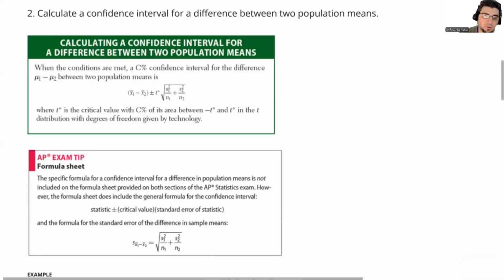And in the second video, we're going to talk about how to calculate a confidence interval for a difference between two population means. So once we know the conditions are met, then we can calculate this confidence interval. And we use the same formula that we've been using where you have your point estimate plus or minus the margin of error. Or you can think of it as your statistic plus or minus the critical value times the standard error of the statistic.